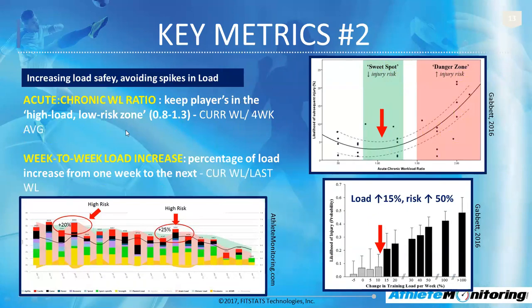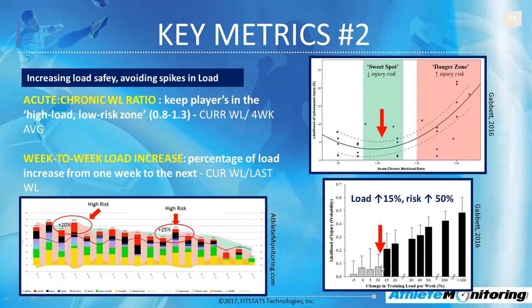Then there are the key metrics, number 2. Here we are looking to increase the load safely and avoid spikes in load. Those are two big risk factors. High performance athletes need to train at a very high load, but they need to get there safely. If you increase the load too fast, you're going to get a problem. You're going to have injuries.